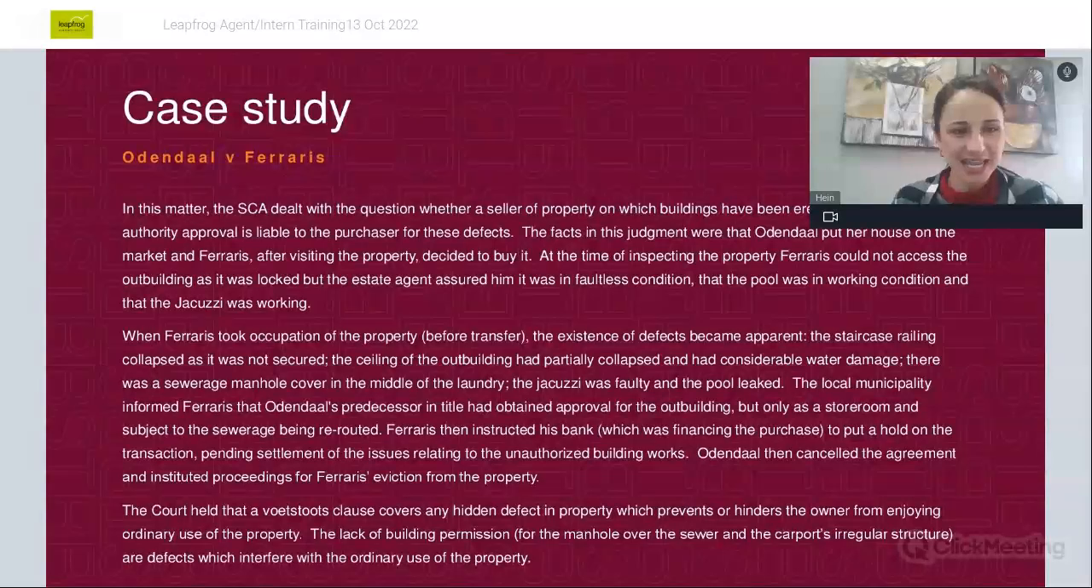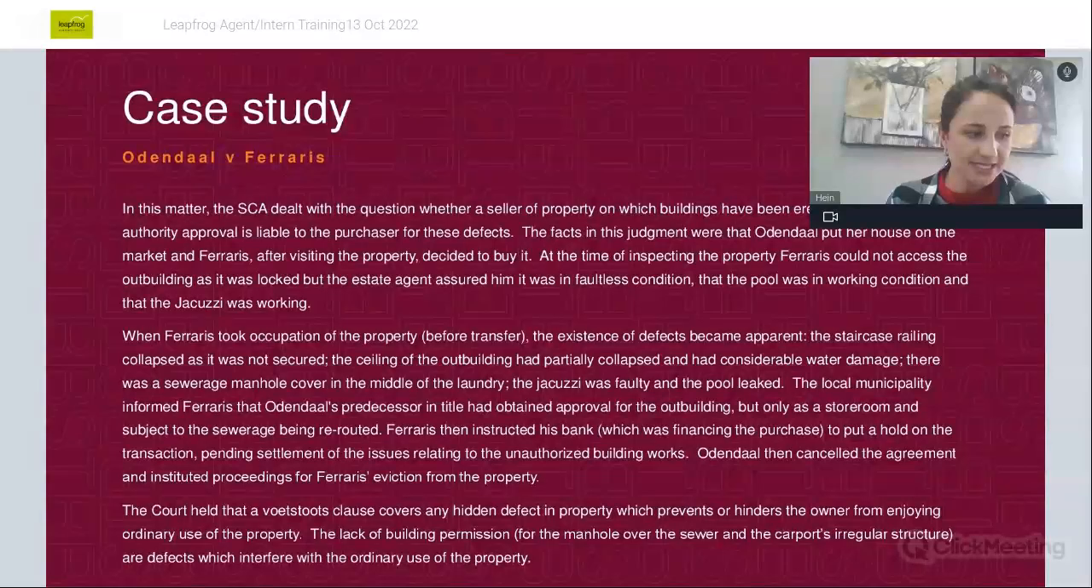Okay, so case law. We had a very interesting court case, a 2017 Supreme Court of Appeal case. The Supreme Court of Appeal is basically our highest form of authority. So it's good to have cases like this, because it applies to all provinces and it really gives certainty as to how we should be dealing with the law.